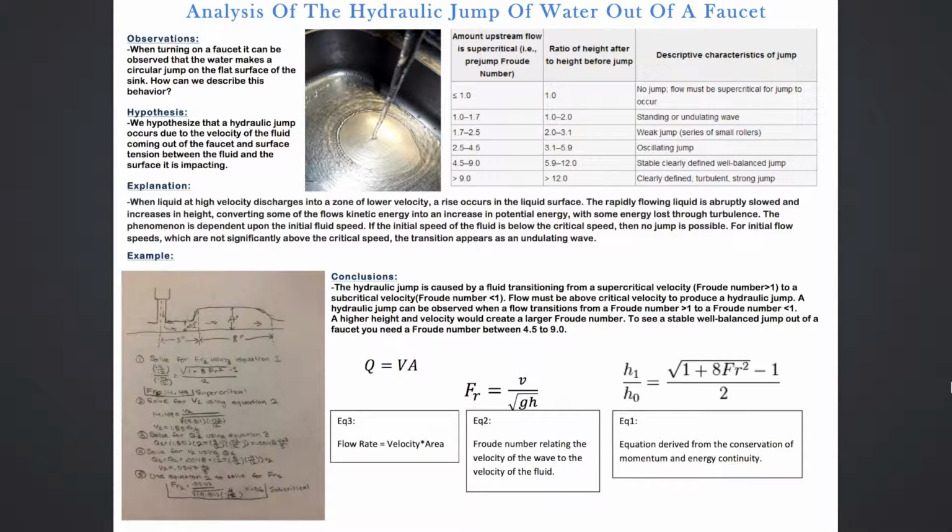After our research, we concluded that the hydraulic jump is caused by a fluid transitioning from a supercritical velocity to a subcritical velocity. Flow must be above critical velocity to produce a hydraulic jump. A hydraulic jump can be observed when a flow transitions from a Froude number greater than 1 to a Froude number less than 1. A higher height and velocity would create a larger Froude number. To see a stable, well-balanced jump out of a faucet, you need a Froude number between 4.5 and 9.